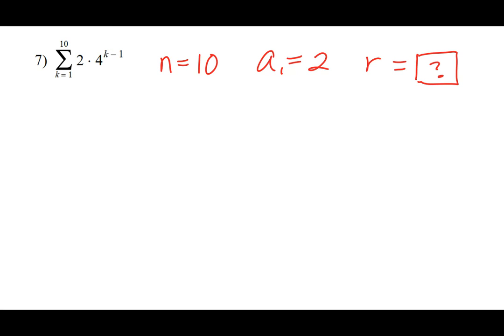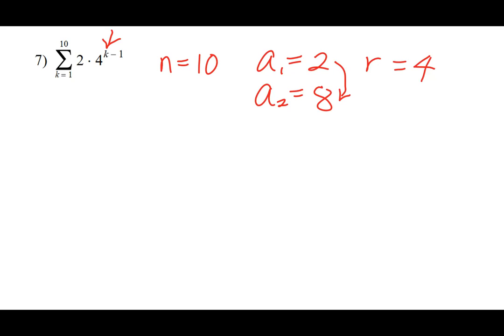And then the r value, there's several ways of doing it. The longer way, which always works, is you plug in the a sub 2. So plug in the 2 for the k value, and you get a sub 2 equals 8. And then you ask yourself, well, from a sub 1 to a sub 2, what did you multiply? So 2 times what gives you an 8, and that's 2 times 4 gives you an 8, so r becomes 4.